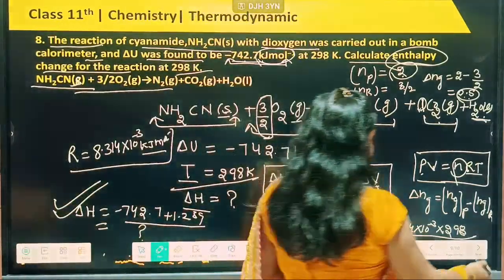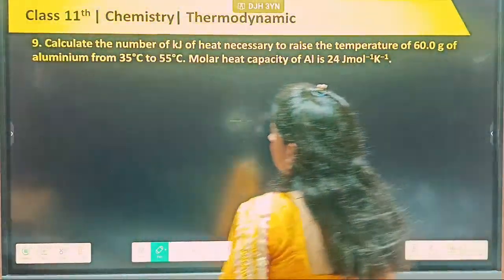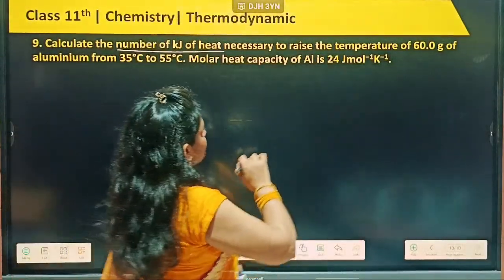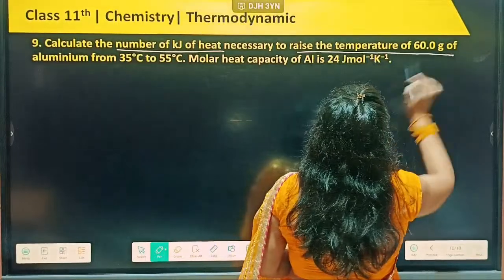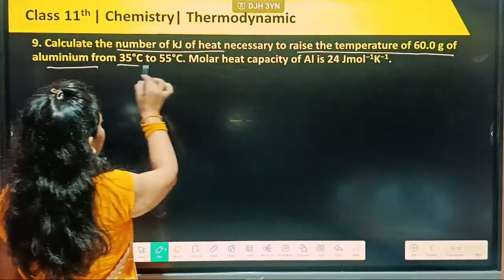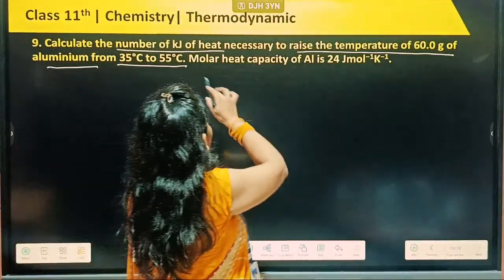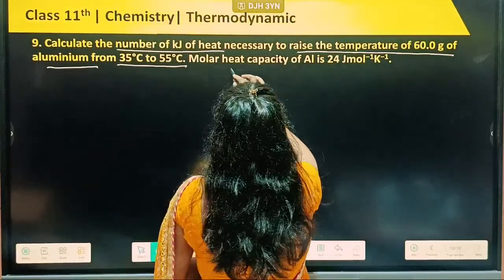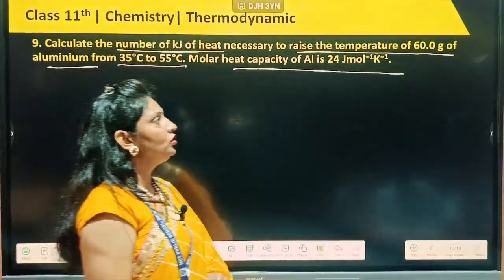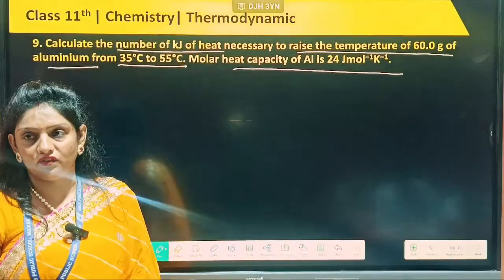Yes. One more question you will see, students. Calculate the number of kilojoule of heat necessary to raise the temperature of 60 gram of aluminium from 35 degrees Celsius to 55 degrees Celsius. Heat capacity of the aluminium is 24 joule per mole per Kelvin.